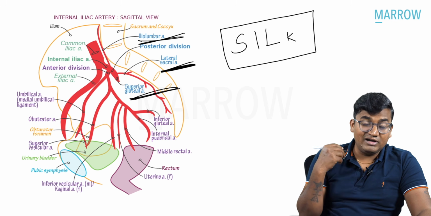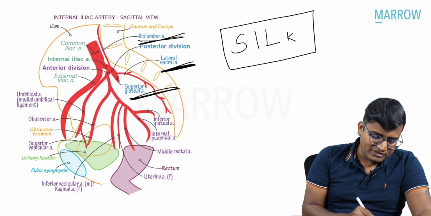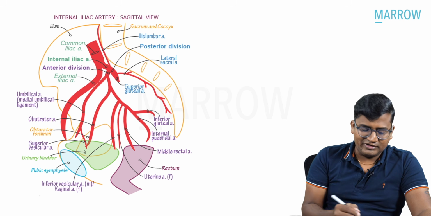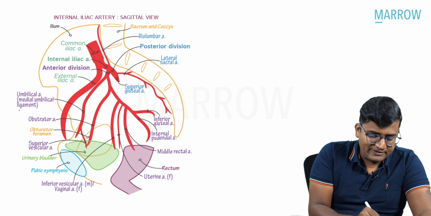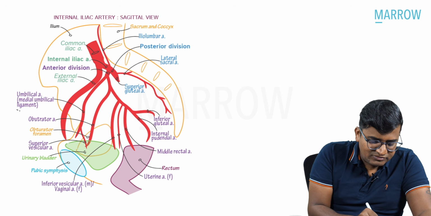The anterior division will give 9 branches. It is very difficult to remember. No problem. Just read once and then forget. Try to know the branch names. Okay. No need to memorize this by heart. The anterior division will give 9 branches.